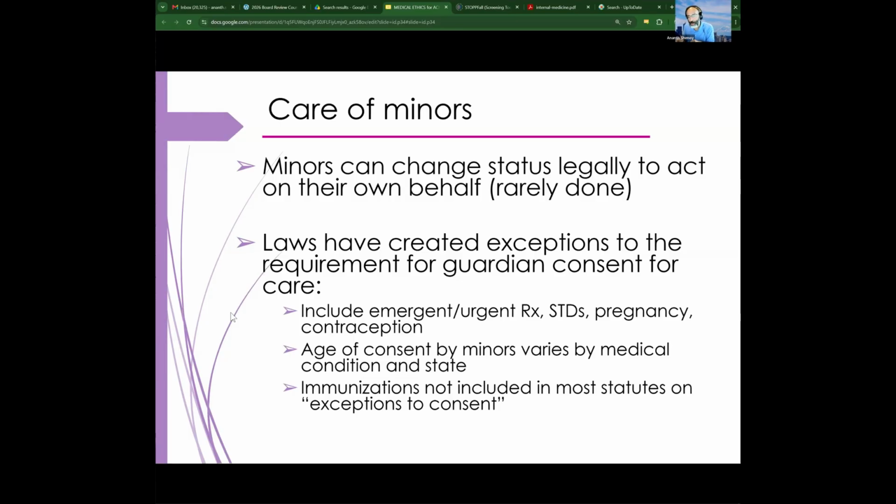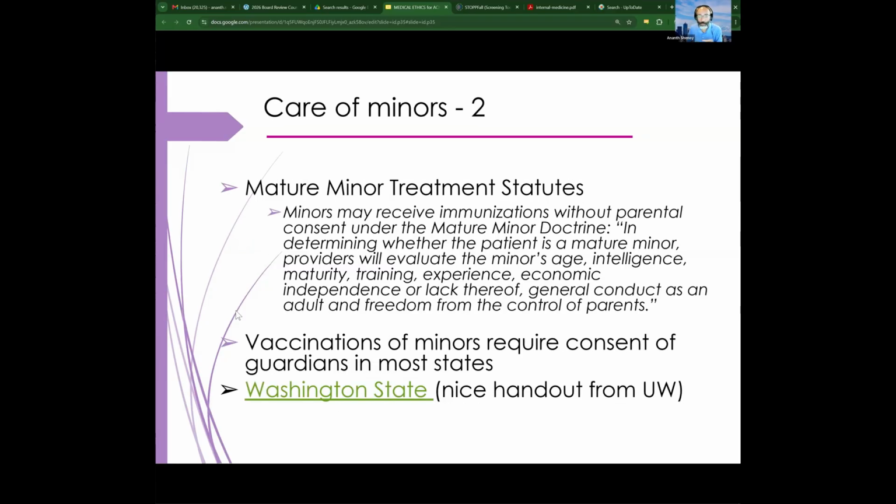Now, often when we look across the United States, immunizations are not included on this exception to consent because generally, of course, immunizations are not urgent or emergent. They're not life-saving treatment in the moment. So as this question stem calls out, vaccines are not included as something that does not require a guardian consent. So for this case, very likely you would not proceed with the booster. And I'll come back and I'll show you the question in a moment.